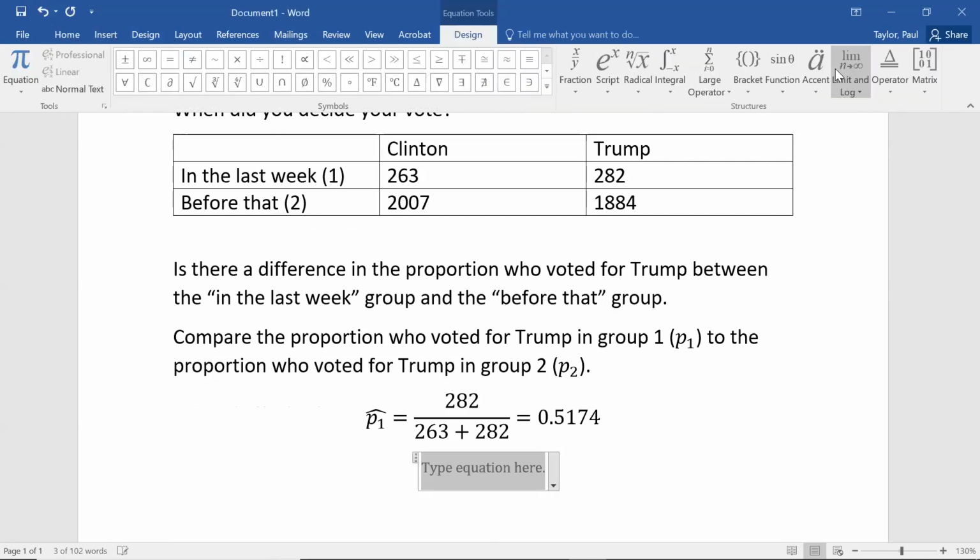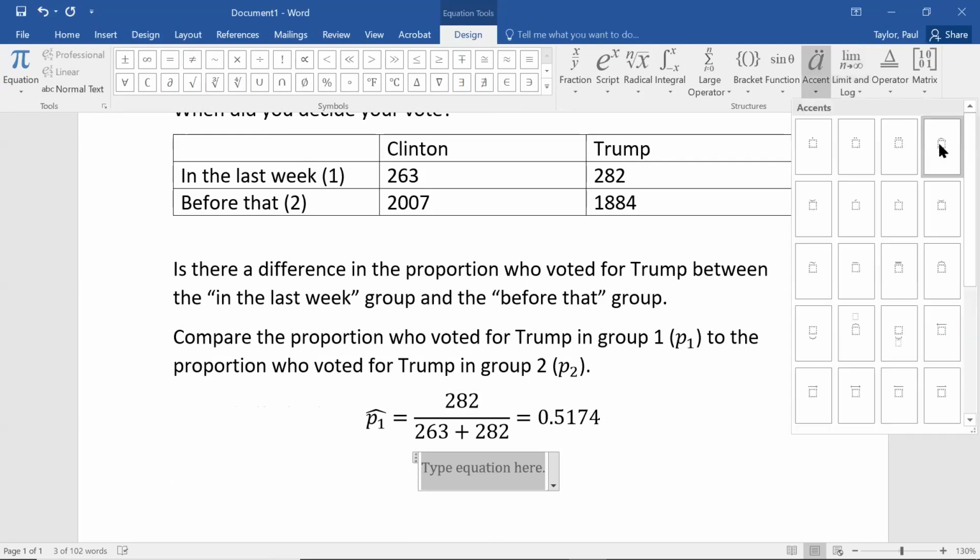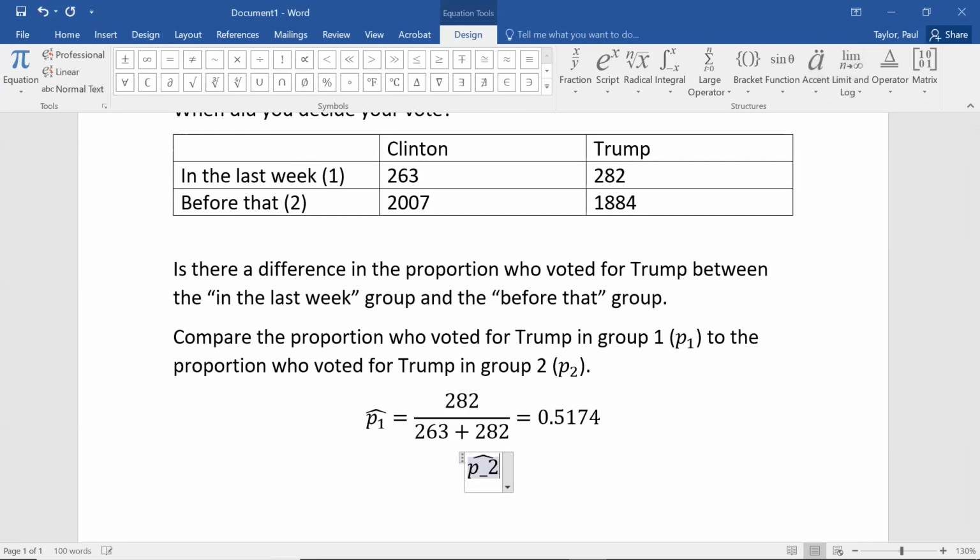And what about group 2? Get my little hat here, P sub 2.